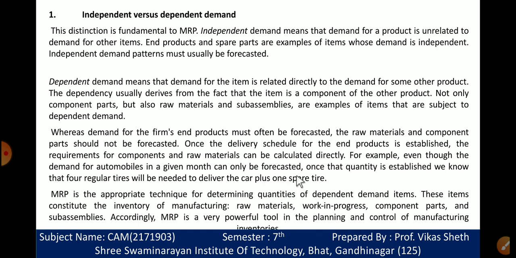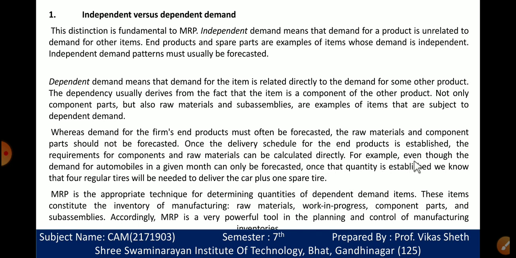Various demand for the firm and product must often be forecast. The raw material and component part should not be forecast. Once the delivery schedule for the end product is established, the requirement for the component and the raw material can be calculated directly. Okay, from this paragraph we can understand that the demand is forecast on the schedule, right? We can directly calculate which one is the direct demand. Once the product schedule is over, then how we calculate the product time to manufacture it.